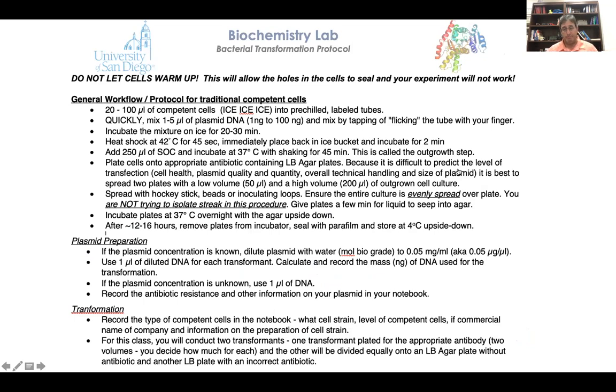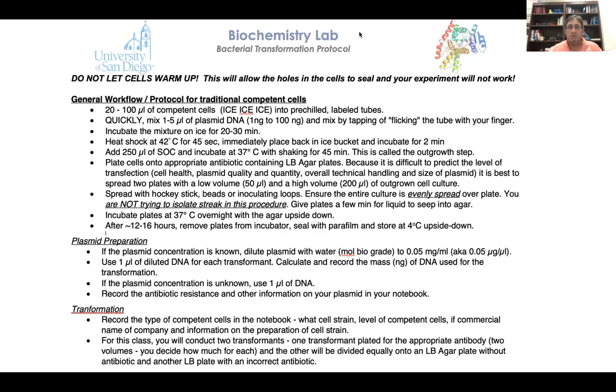So on our website, I'll show you that in a second, we have the general workflow or the protocol for doing transformations. And the most important point is written here. Do not let the cells warm up. You take an ice bucket with you to the -80, you take your cells out and put them immediately in the ice. Don't walk around with them, don't set them down, don't let them even begin to thaw out. You put them in pre-labeled and pre-chilled tubes. You don't want to hold them in your hand, and don't let them fully thaw out even at room temperature. All right, and so the protocol you can see is written here.